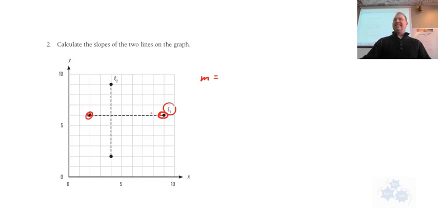What's the rise? How far up or down do you have to go from the first point to get to the same level as the second point? 0. Yeah, the rise is actually 0. So watch this: 0 over the run, which is from 2 to 9. Looks like maybe 7. So what's 0 divided by 7?